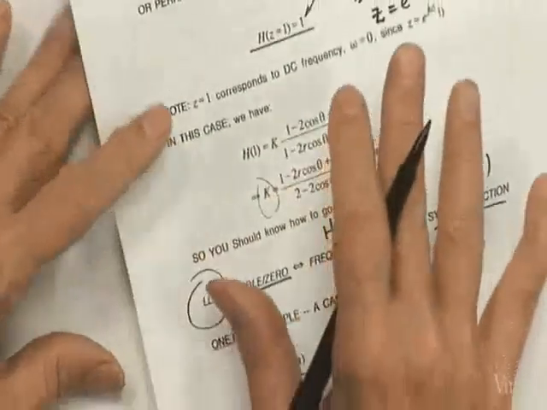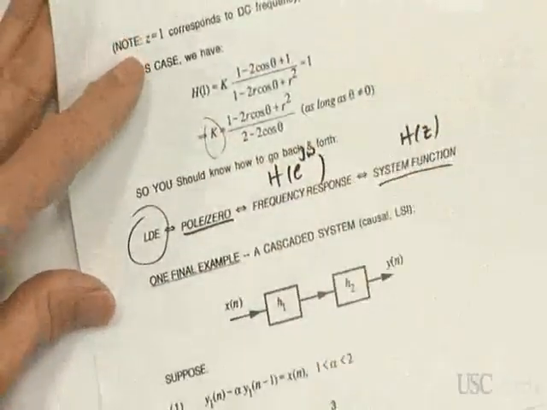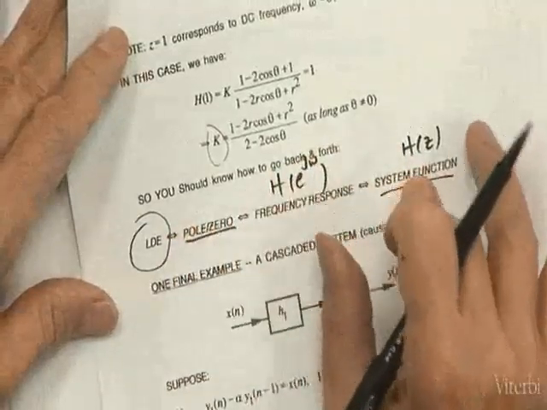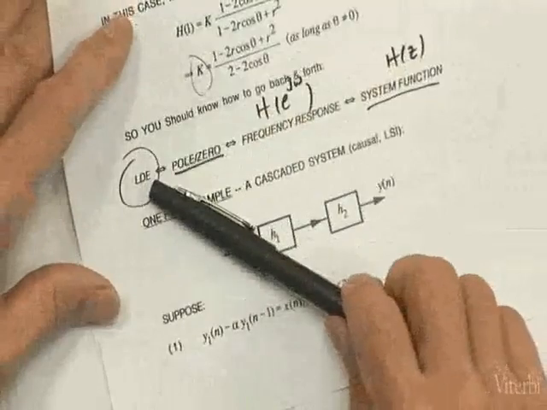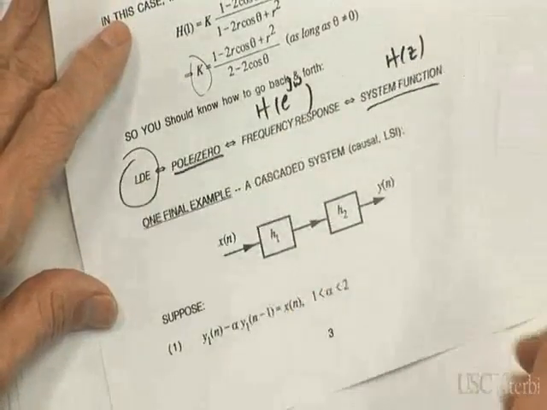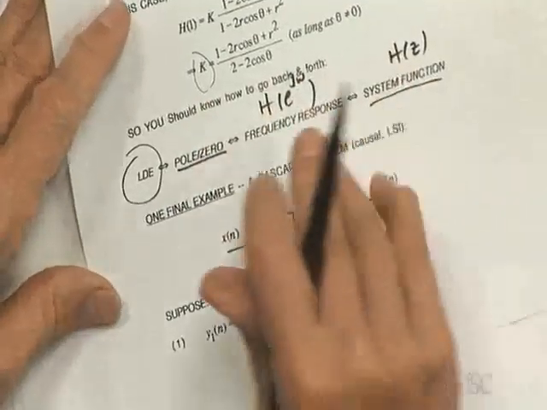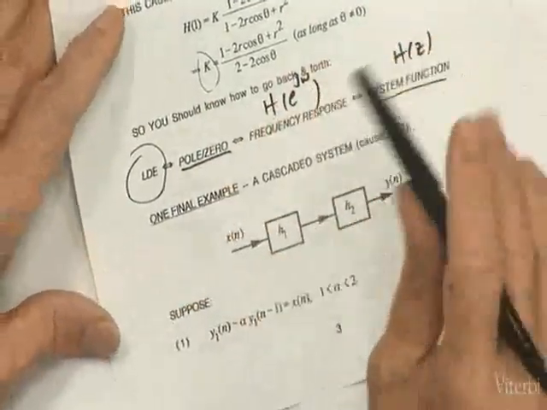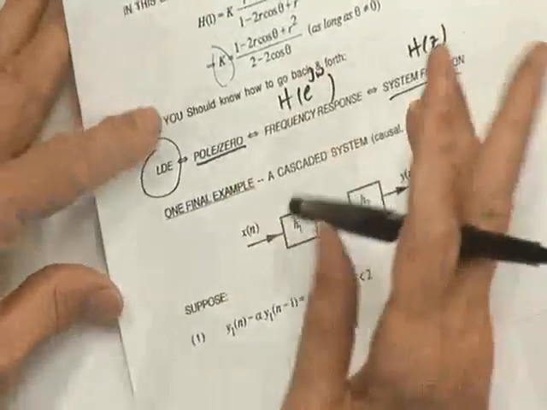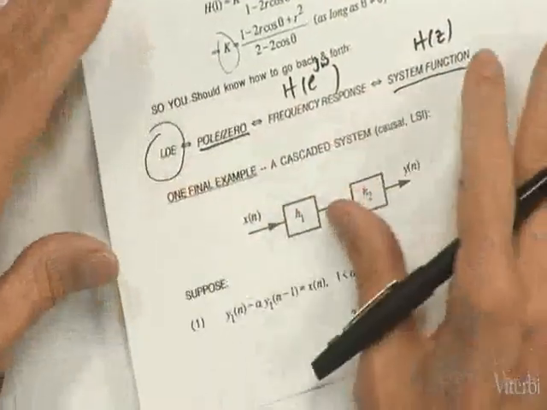So please study these examples and start to learn how to go from difference equation to system function to frequency response to ultimately pole zero. Because if I give you the difference equation, you can go to H of z. You can get the ratio of the numerator over the denominator. You can factor those. You can use the MATLAB roots function if you want. And from that, you can determine the pole zero plot. Or if I give you the pole zeros directly, you can go backwards.